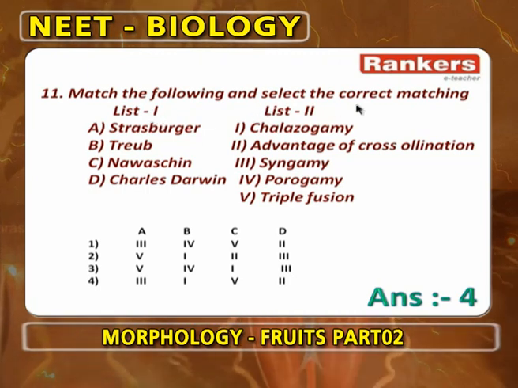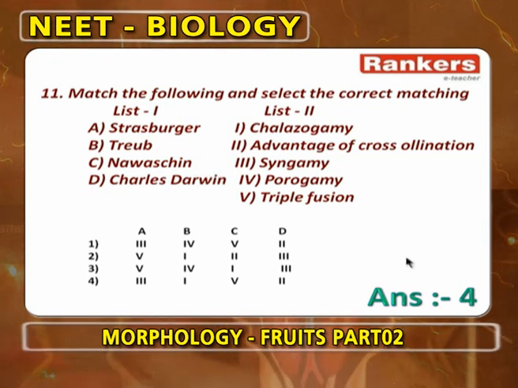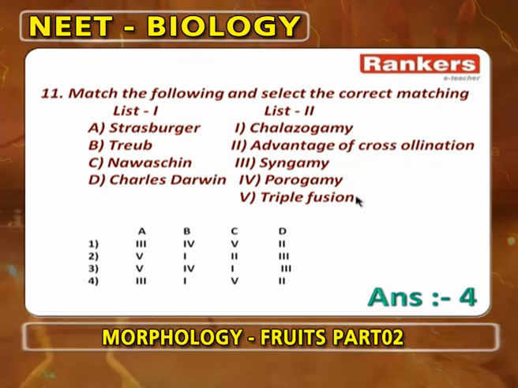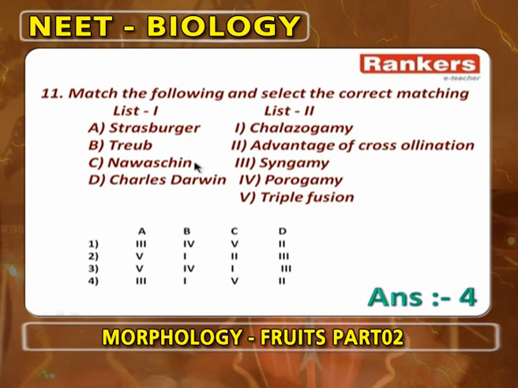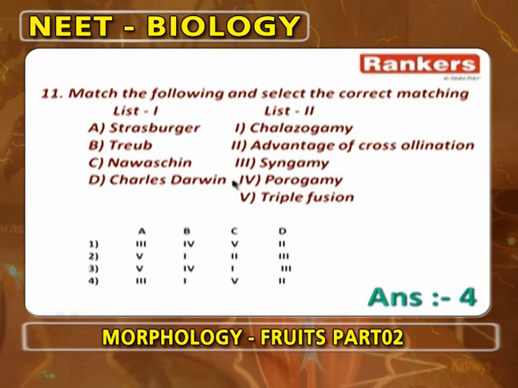Match the following and select the correct matching. Strasburger, Tribe, Navashin, Charles Darwin. Chalazogamy, advantages of cross-pollination, syngamy, porogamy, triple fusion. Strasburger, syngamy. So A is 3. Tribe, chalazogamy. B is 1. Navashin, triple fusion. C is 5. Charles Darwin, advantages of cross-pollination.